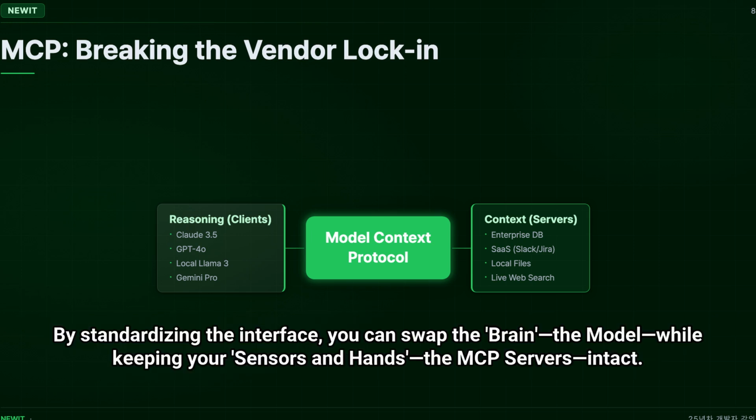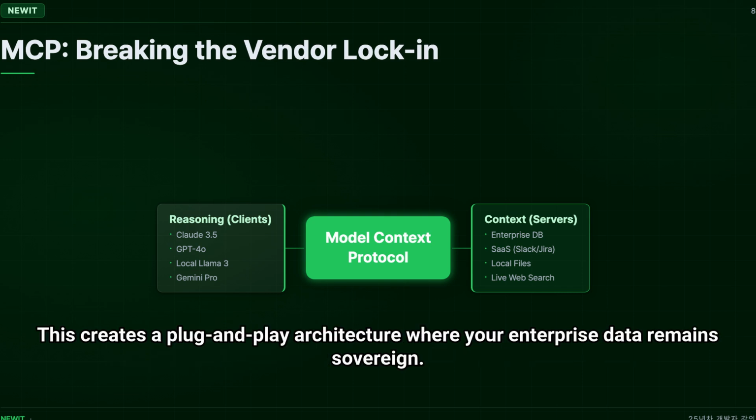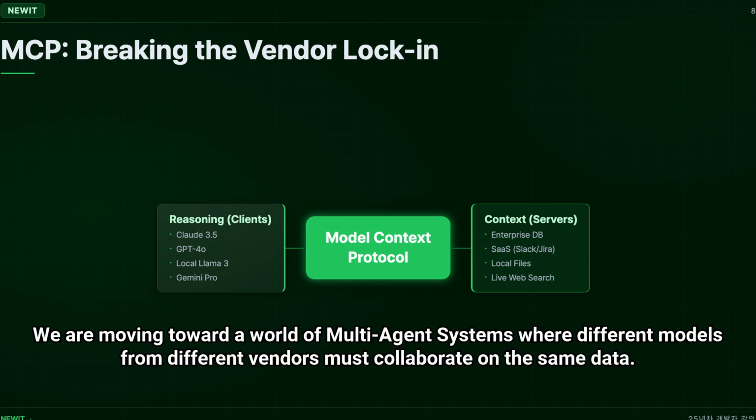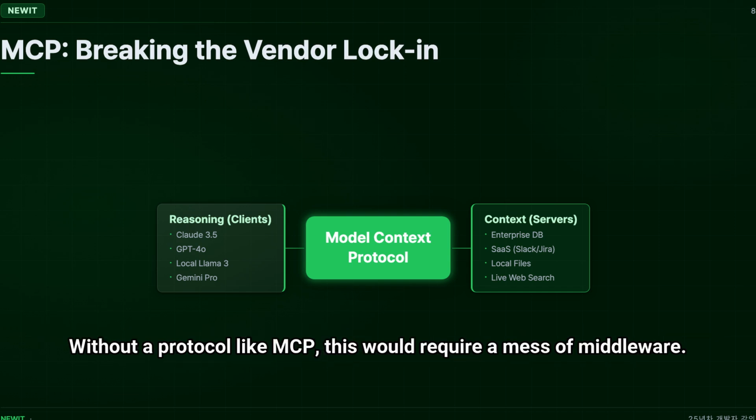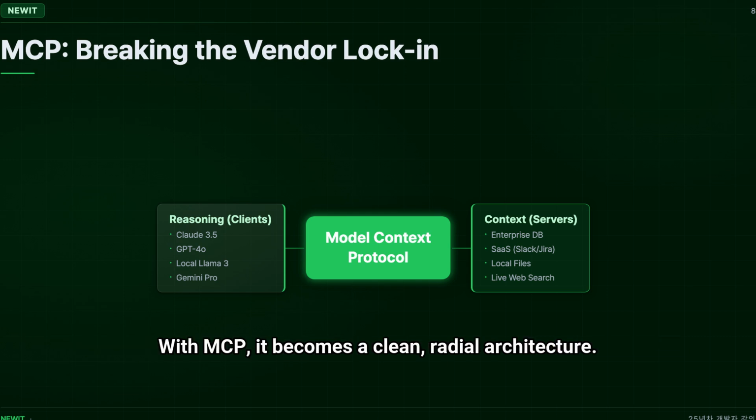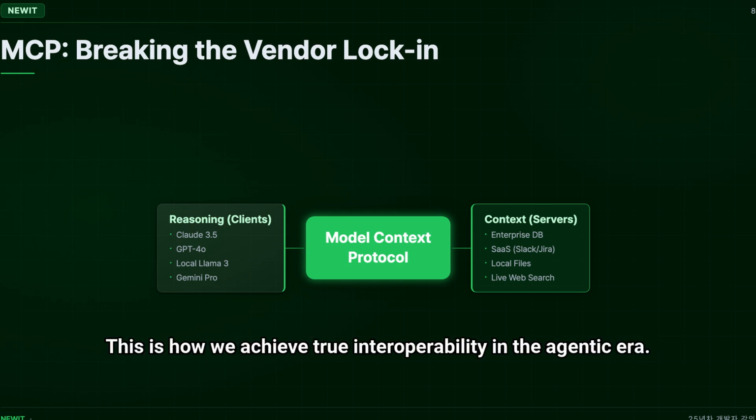By standardizing the interface, you can swap the brain, the model, while keeping your sensors and hands, the MCP servers, intact. This creates a plug-and-play architecture where your enterprise data remains sovereign. We are moving toward a world of multi-agent systems where different models from different vendors must collaborate on the same data. Without a protocol like MCP, this would require a mess of middleware. With MCP, it becomes a clean, radial architecture. This is how we achieve true interoperability in the agentic era.